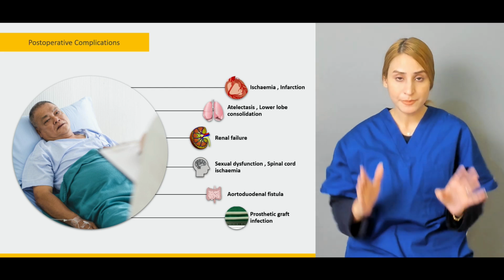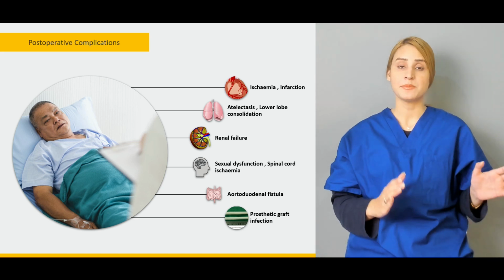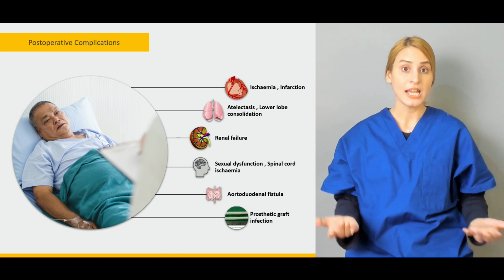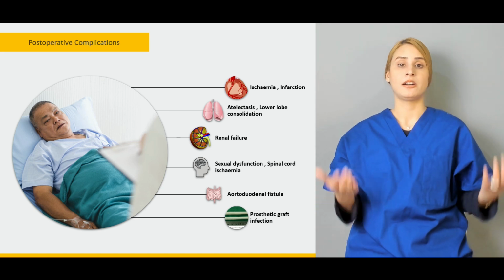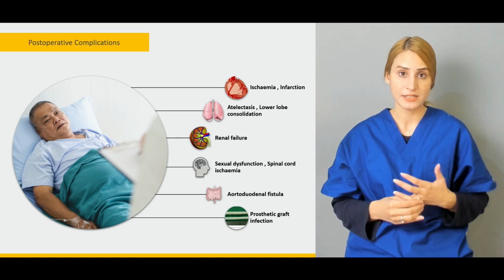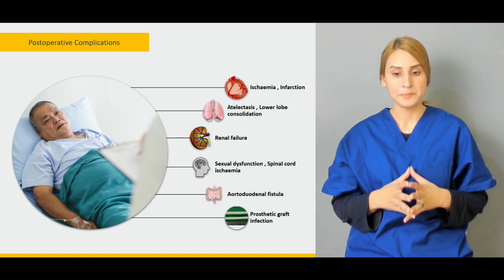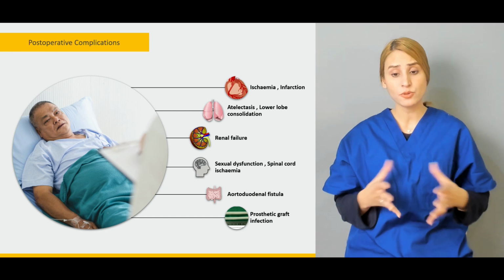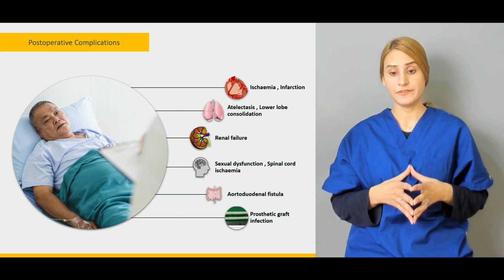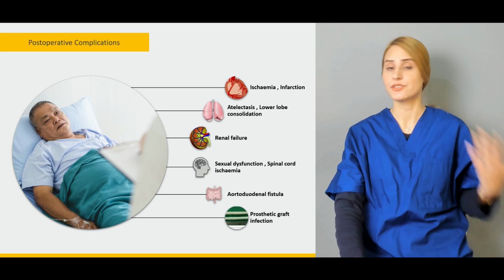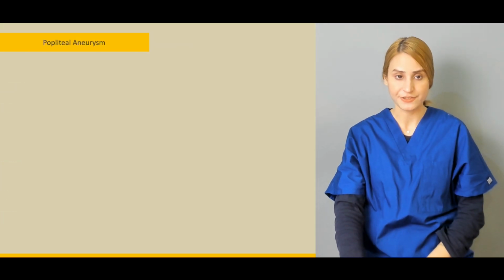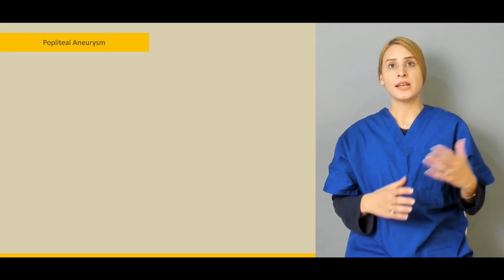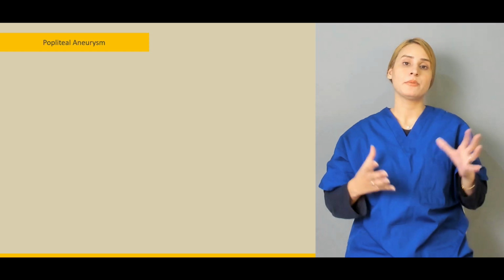Always take care of the post-operative complications: ischemia, infarction, ECG monitoring should be there, atelectasis, lower lobe consolidation, renal failure because of the hypoperfusion, sexual dysfunction, spinal cord ischemia, aortoduodenal fistula, prosthetic graft infection. These are all the post-operative complications. So this was about the abdominal aortic aneurysm.